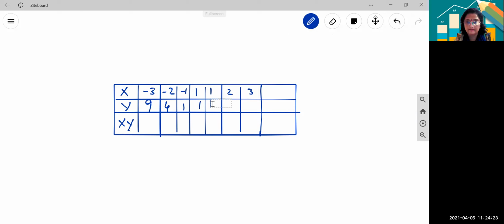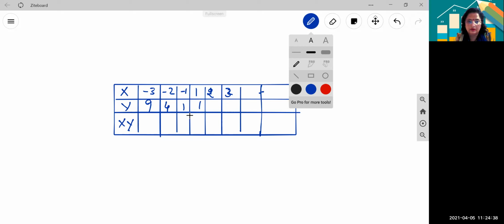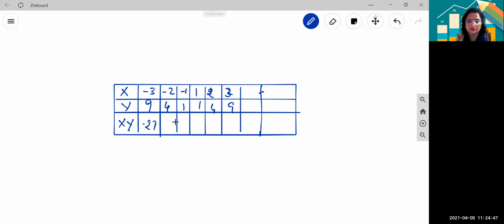Then again, some are repeating. Here is 2. Here is 2 and here is 3. We will not use this. So 9, 4, 1, 1 and here is 4 and here is 9. Right? And x into y. We will quickly calculate: -27, -8, -1, 1, 8, 27. 2 threes are 8, 9 threes are 27.